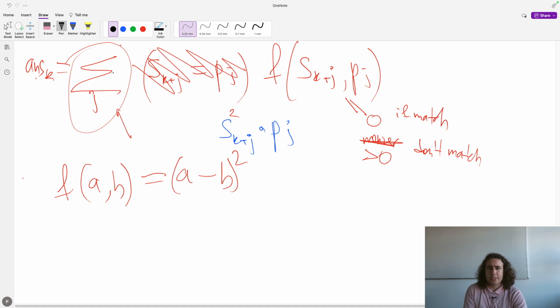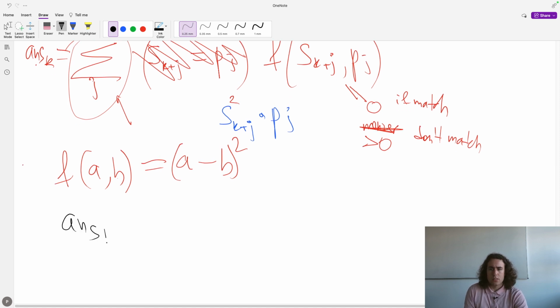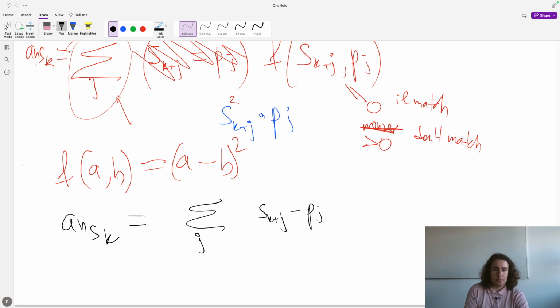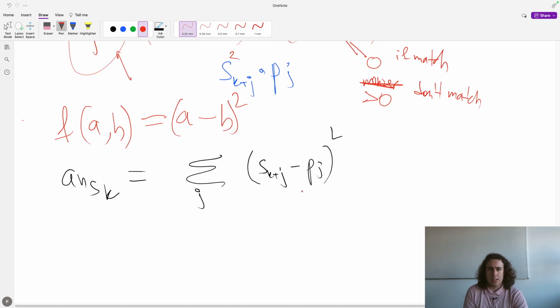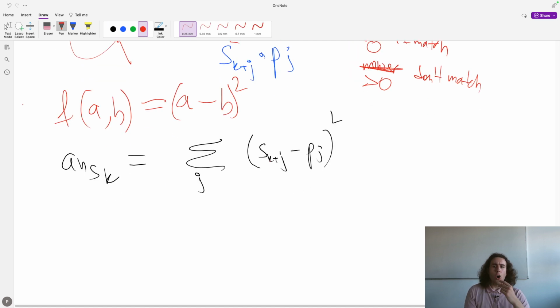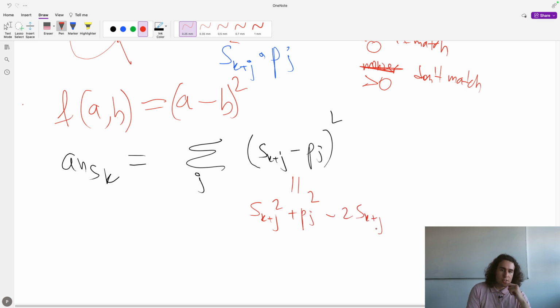So how do we calculate that? We need answer k to be equal to the sum over all indices j of (s_{k+j} minus p_j) squared. But we should just open the brackets here. So what is this equal to? This is s_{k+j} squared plus p_j squared minus 2 s_{k+j} p_j.